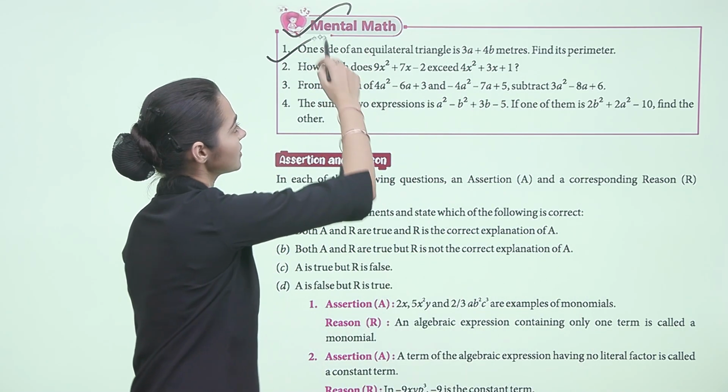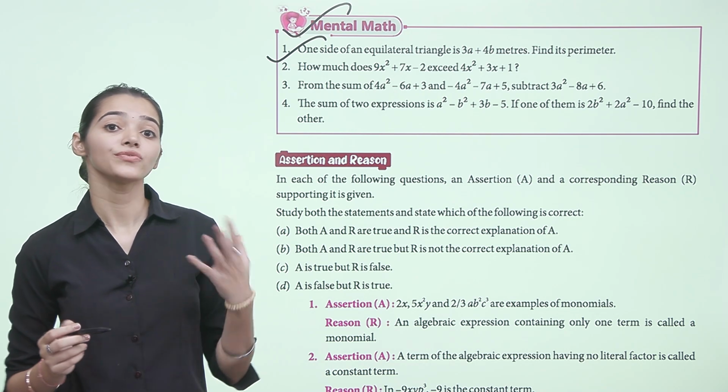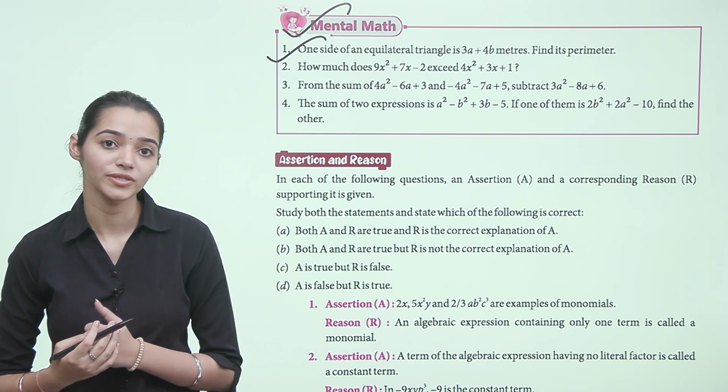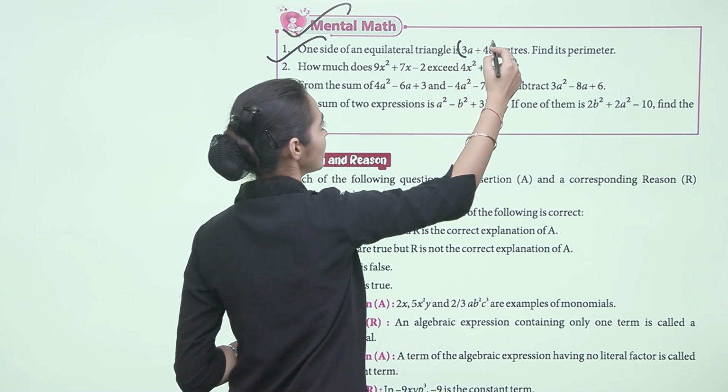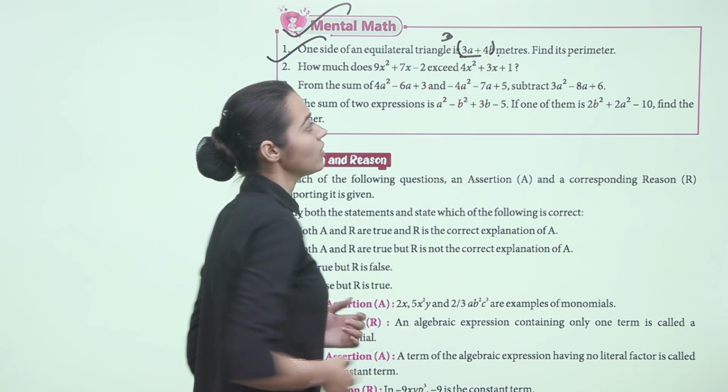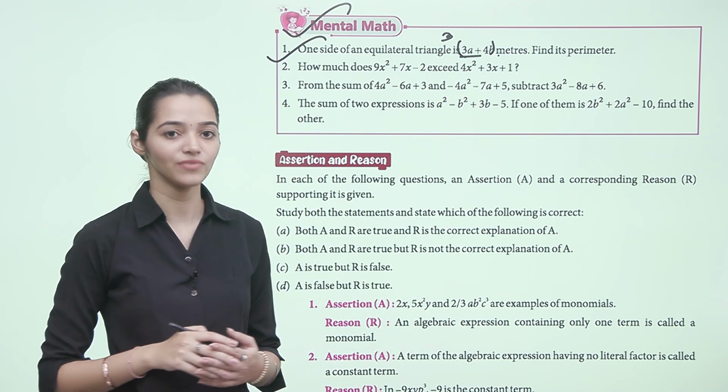Next is our mental maths. Here we have asked that one side of an equilateral triangle is 3a plus 4b meters. Find its perimeter. So what we will do, we will multiply it by 3, or we can add these 3. That's how you can find it.